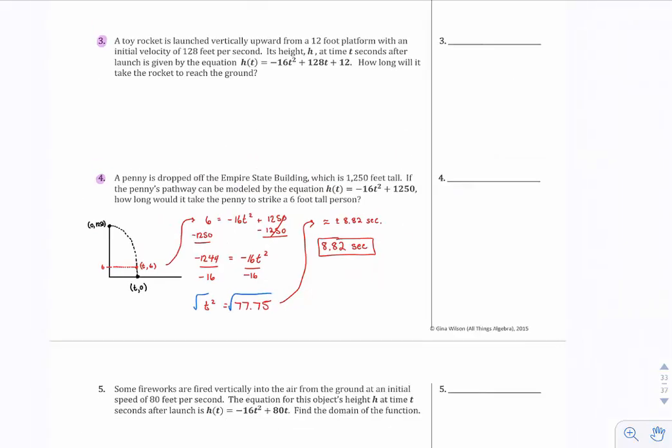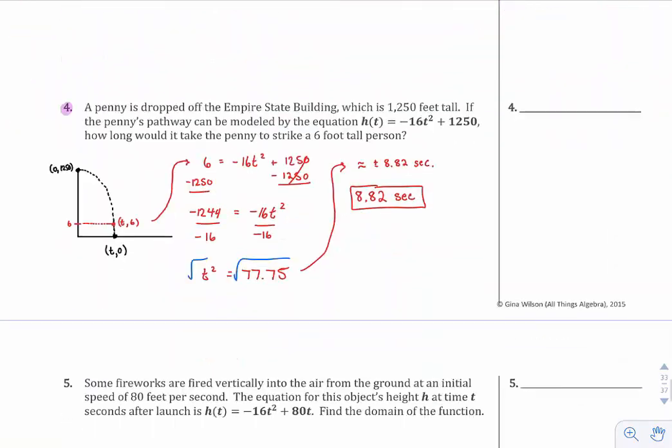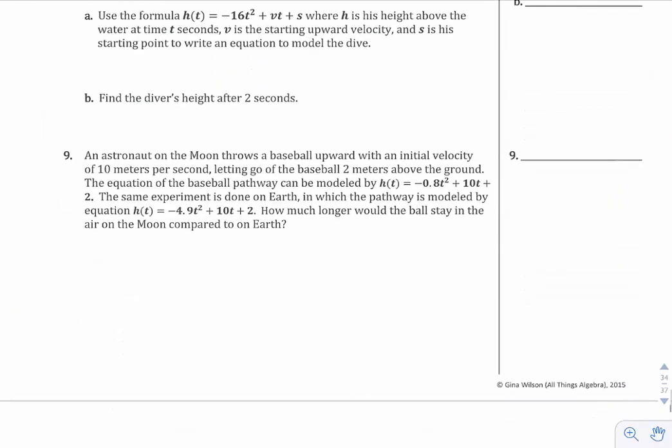So what I want you to do at this point, go ahead and finish this worksheet. This is your homework, so I started it for you. All you've got to do is finish it all the way up through number 9.